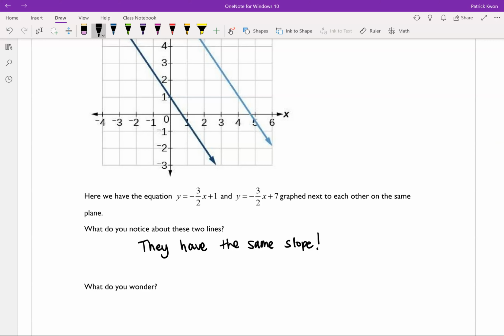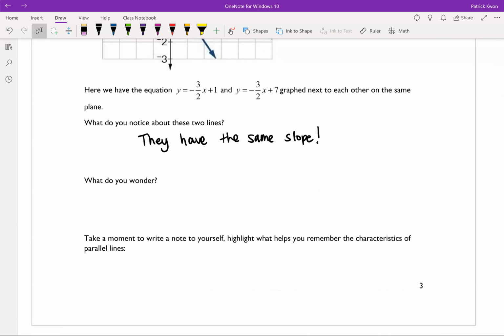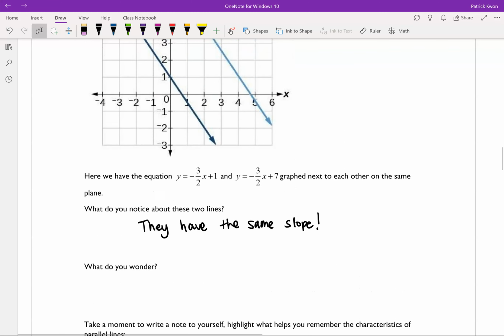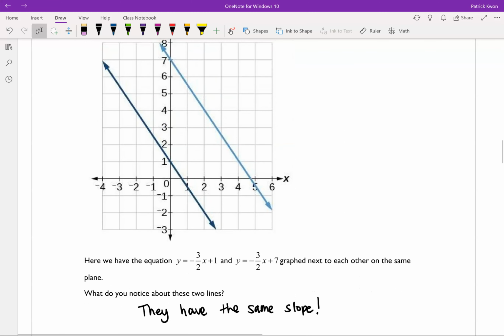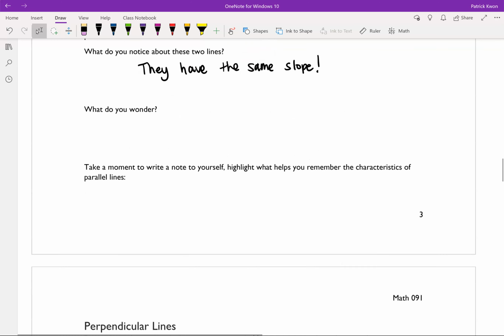What do you wonder? So I'll leave it to you to fill out these two questions, but hopefully you've come to realize that if you look at this graph, these two lines are not crossing or intersecting each other, and it just so happens that parallel lines will never intersect or cross each other.